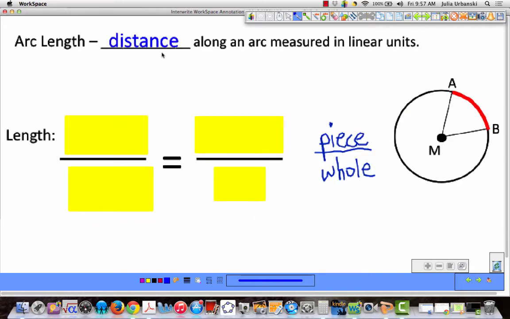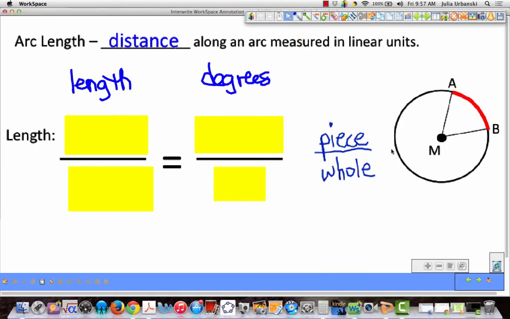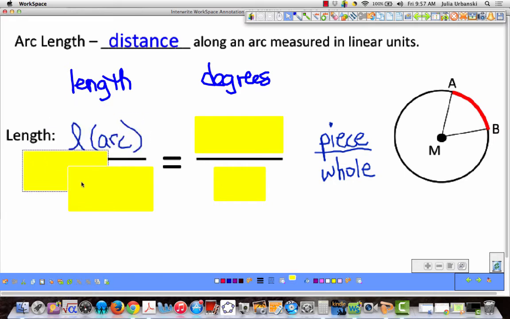The arc length is the distance along an arc measured in linear units, just meaning it's the distance from A to B in inches or feet or miles. Again, we're going to put the small piece, this red curve, on top of the whole circle, and we're going to just find the related parts. So over here, we're going to do lengths, and over here, we're going to do degrees again. So for the small portion, the length is what we want, the length of arc AB, from A to B, whatever arc we're trying to find.